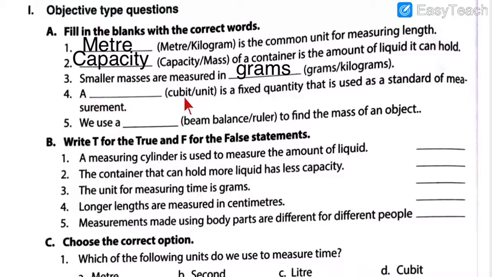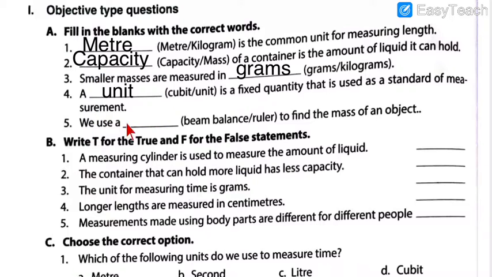A dash is the fixed quantity. Obviously, unit is the fixed quantity. Cubit is the measurement taken using the body part. So unit is the fixed quantity.